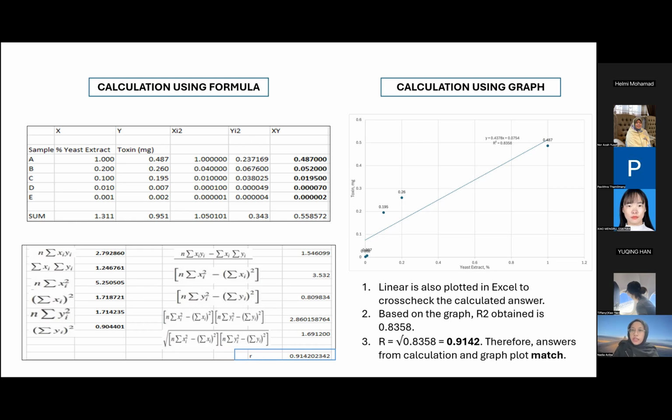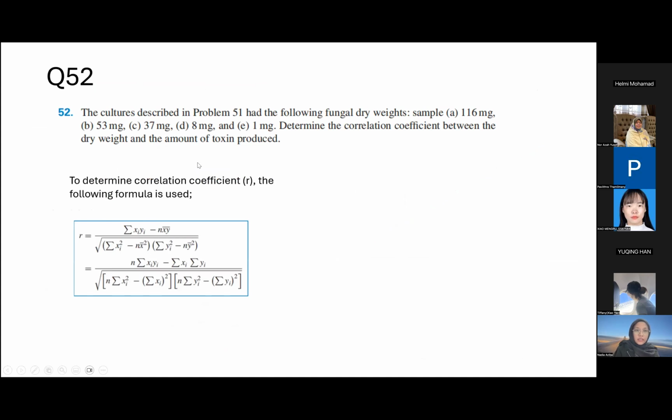We also included the calculation using a graph in Excel. From Excel, a linear plot is made. Based on the graph, the R squared obtained is 0.8358 and the square root of R squared is 0.9142. So this linear plot matches the manual calculation, also using Excel. Next, for question 52, we are to determine the R of the dry weight and the amount of toxin produced, also using equation 3.28 used in the previous question 51.